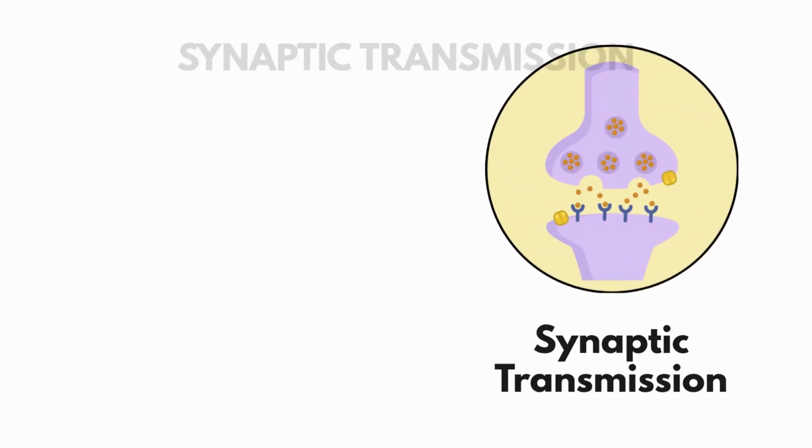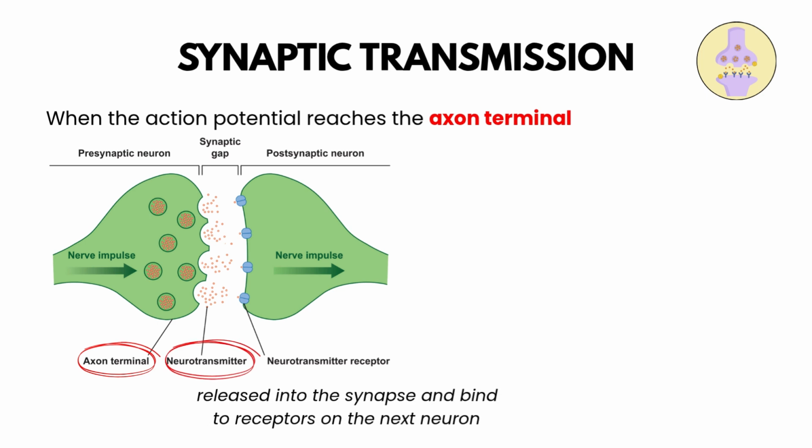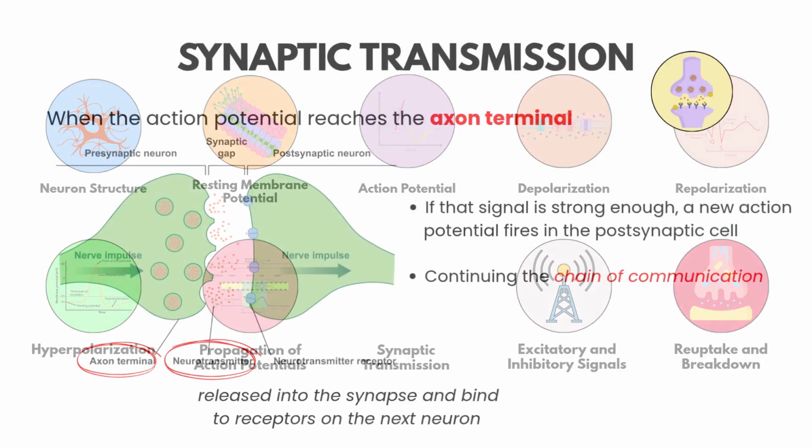Synaptic transmission. When the action potential reaches the axon terminal, it doesn't stop. It transforms. Electrical energy becomes chemical. Neurotransmitters are released into the synapse and bind to receptors on the next neuron. If that signal is strong enough, a new action potential fires in the postsynaptic cell, continuing the chain of communication.